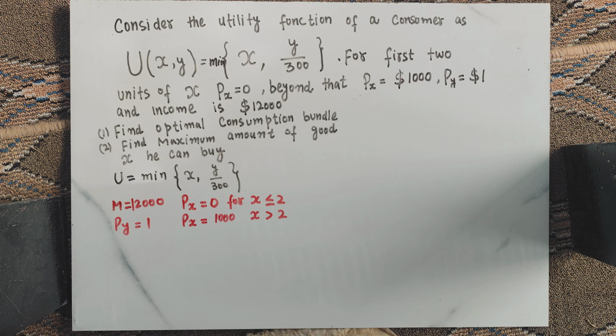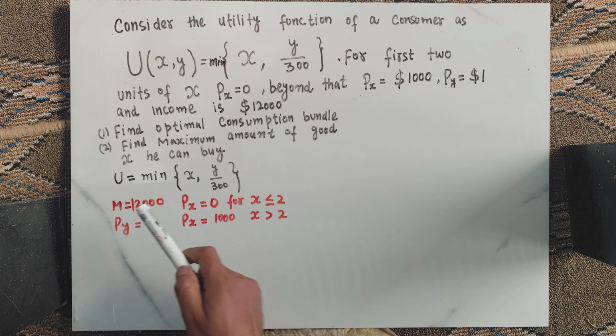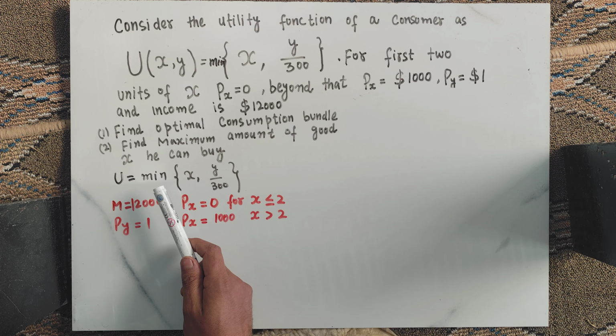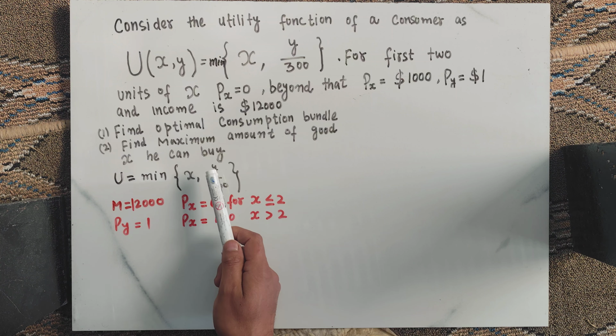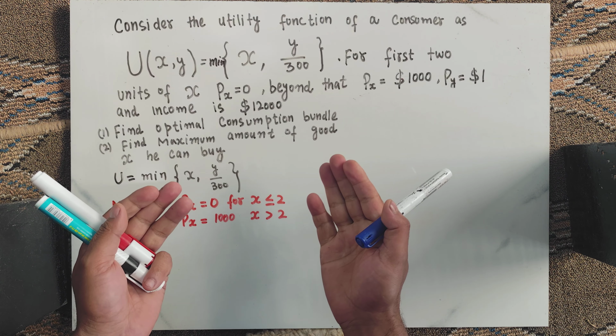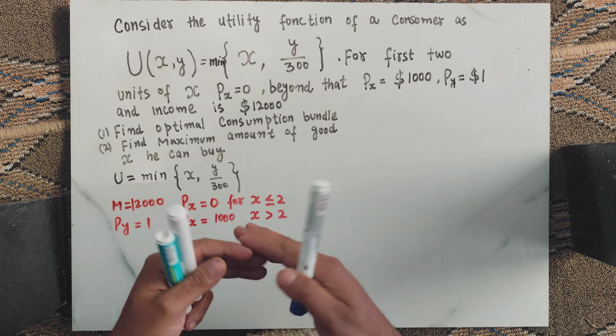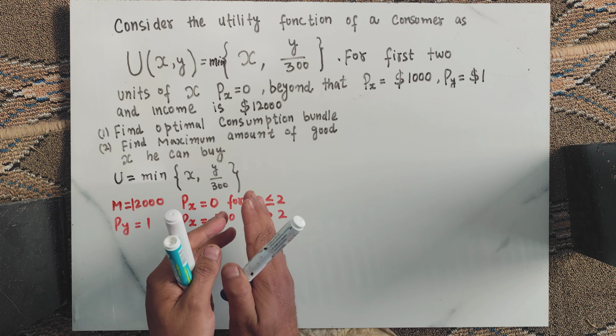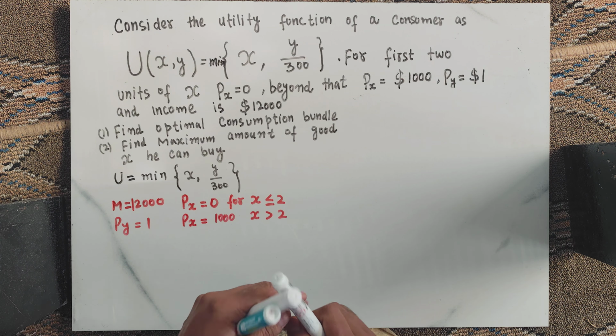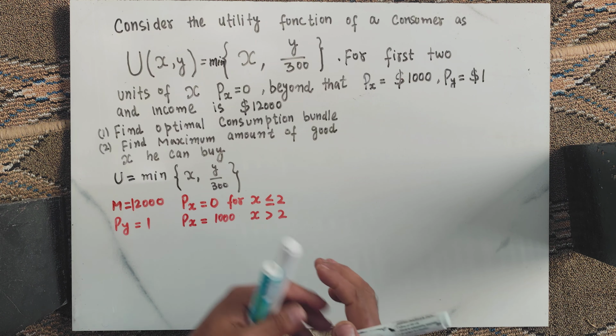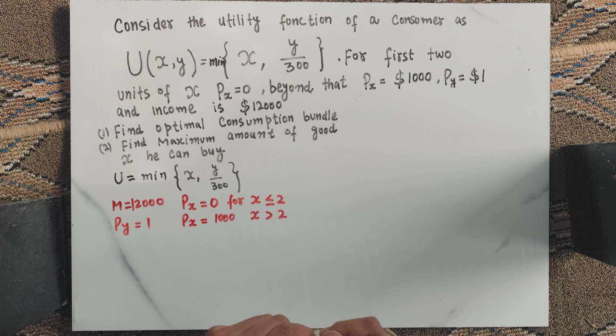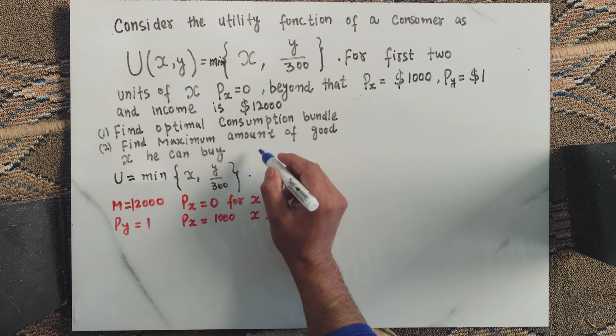This is enough. Now let us come to the question. We have this utility function, min of x comma y upon 2. This is the Leontief utility function, which implies goods x and y are perfect complements and are consumed in a fixed proportion, like I explained earlier.